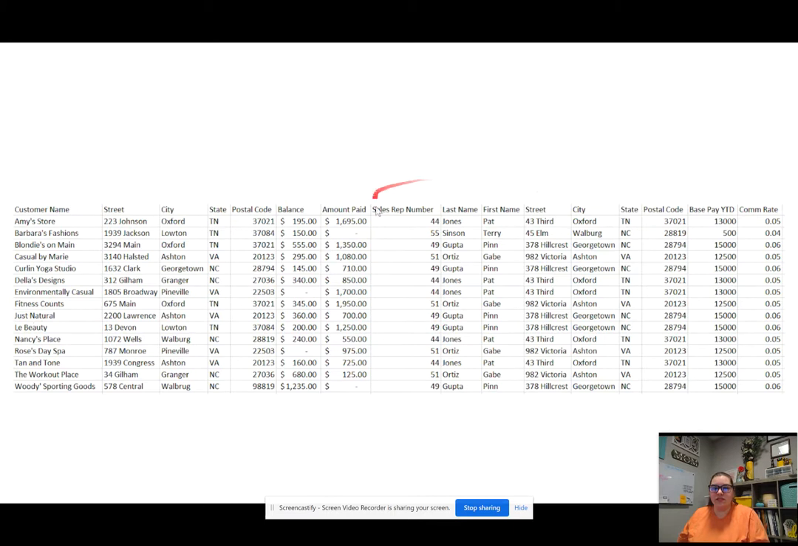But when you get over to the sales reps, the people who are working with these customers, now you're starting to see the same people over and over again, like Pat. Pat Jones is sales rep number 44 and occurs here and here and here. So you're seeing that information multiple times. Not only are you seeing the person's name, but you're also seeing their address. And imagine the sales rep is either typing in their information over and over again, or somebody's inputting the data for them.